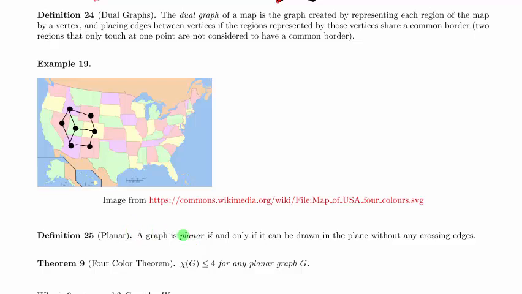And a graph is planar if and only if it can be drawn in the plane without any crossing edges. And if we're looking at a dual graph, then that is always going to have a planar representation. And then the theorem, the four-color theorem, is that the chromatic number is less than or equal to 4 if G is a planar graph. So looking at our graph here, we're going to need at least 4 different colors because we have this 4 cycle. So let's go ahead and start coloring in this graph.